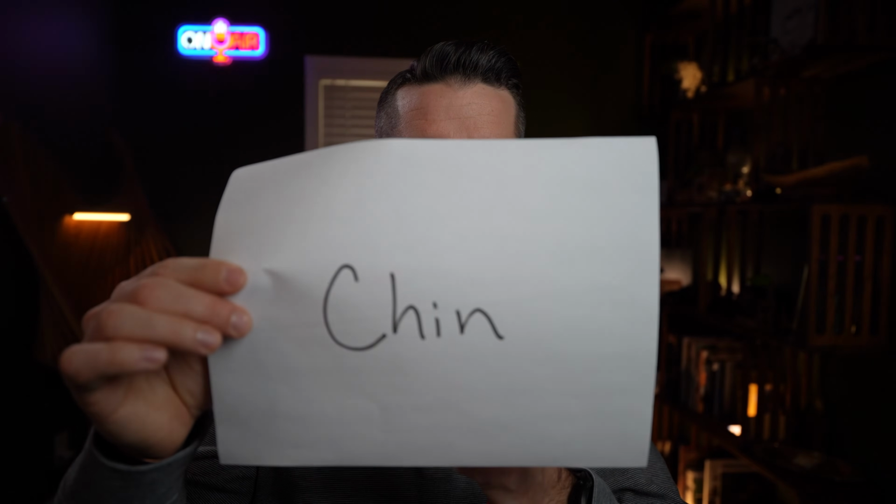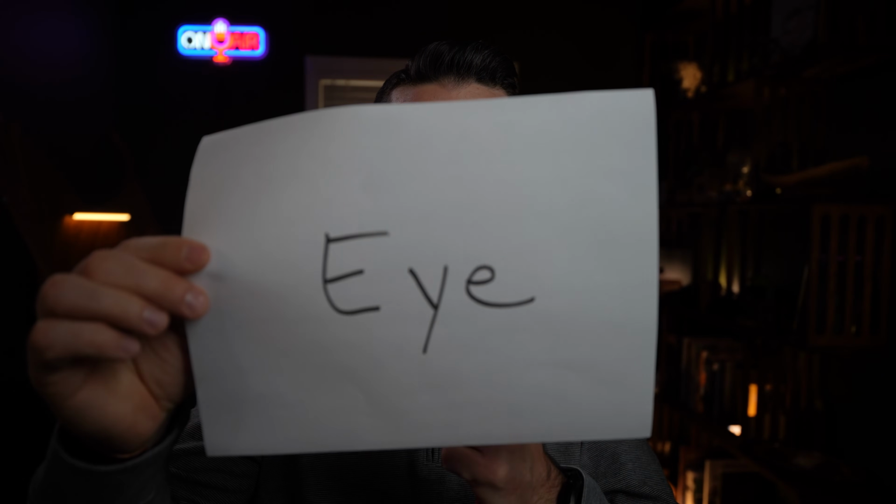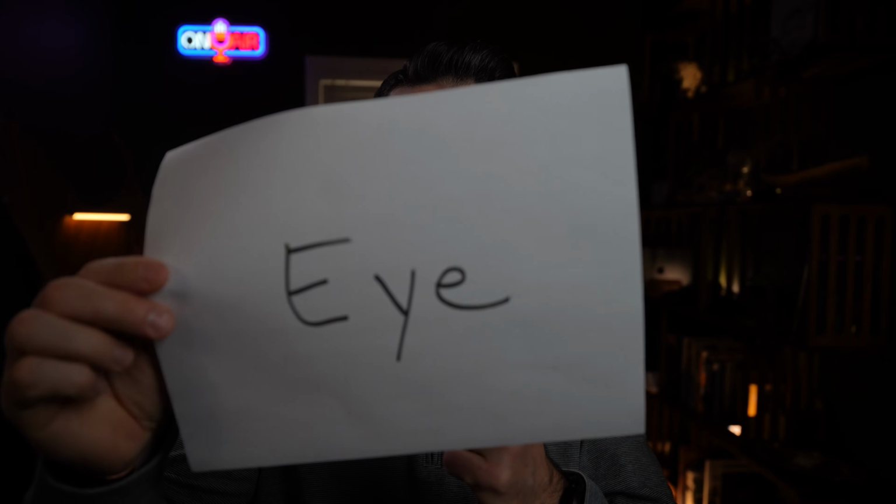$1 bidder now, $2 bidder now, $3 bidder now, $4 bidder now, $5 bidder now, $6 bidder now, $7 bidder now, $8 bidder now, $9 bidder now, $10. Excellent job. I hope you were able to continue your auction chant, read what was on the paper, and then point to your ear, point to your chin, point to your eye.